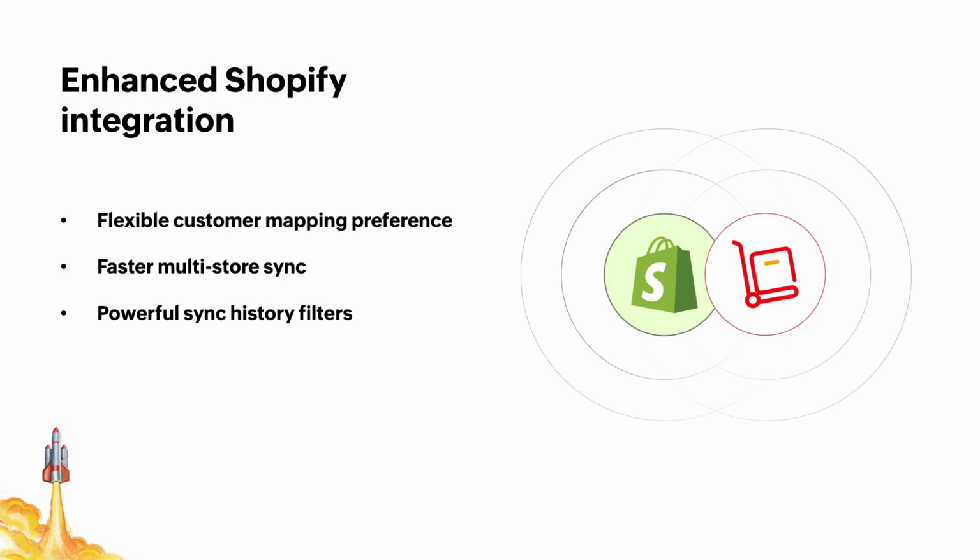So each Shopify store can have a separate or a distinct sync preference of its own. This means that the sync is even faster and you have better control over the sync that happens.